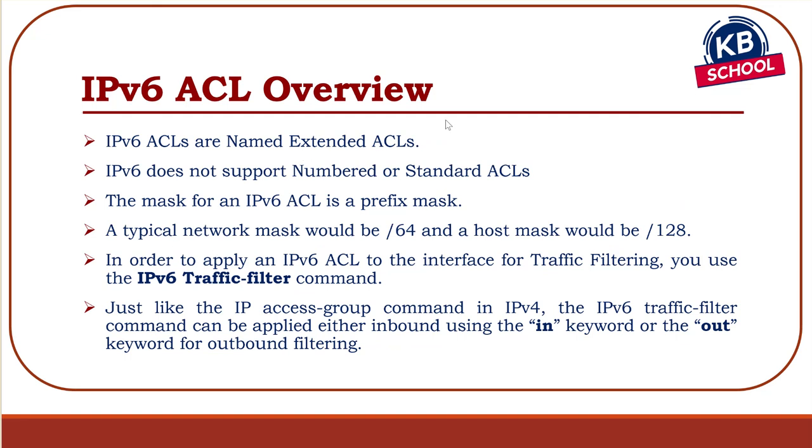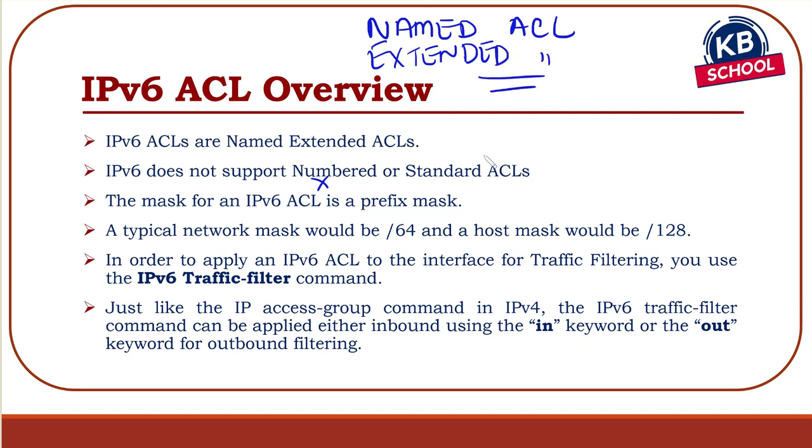Now, the next thing is the differences. What are the differences between IPv4 and IPv6 ACLs? One major difference: when you create an IPv6 ACL, it can only be a named ACL. It cannot be a numbered ACL, and it's an extended ACL. So automatically, without you specifying it, it knows that the ACL that you have in IPv6 is a named extended ACL. What does that mean? It has the ability to block based on source, destination address and the protocol. It does not have the ability to just block based on the source address.